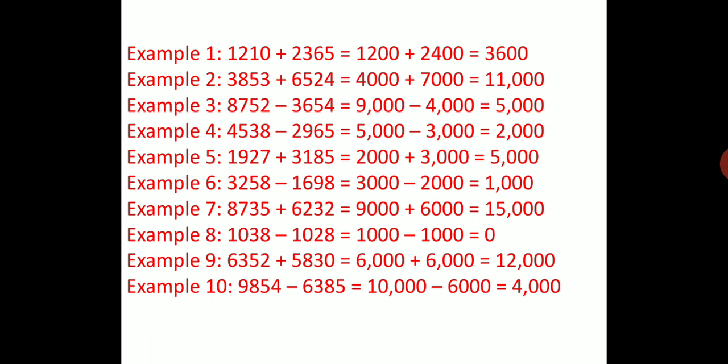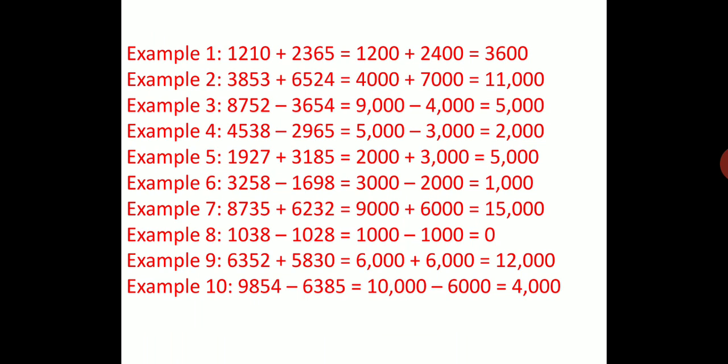In the next slide it comes examples are there. Example, they have asked give 10 examples, and you can see example number 1. I am going to discuss with you only a few examples. First example is 1210 plus 2365. Now here rounding off is done in 100. You can see the answer comes 1200 plus 2400. The answer is 3600. Now same way in example number 2 you can see 3853 is rounded off to 4000, and 6524 is rounded off to 7000, and the addition of both the numbers comes 11,000.